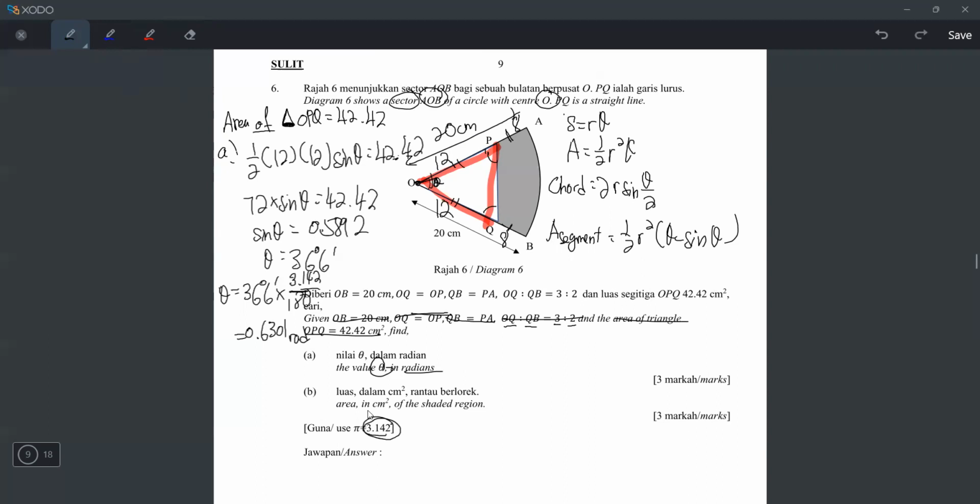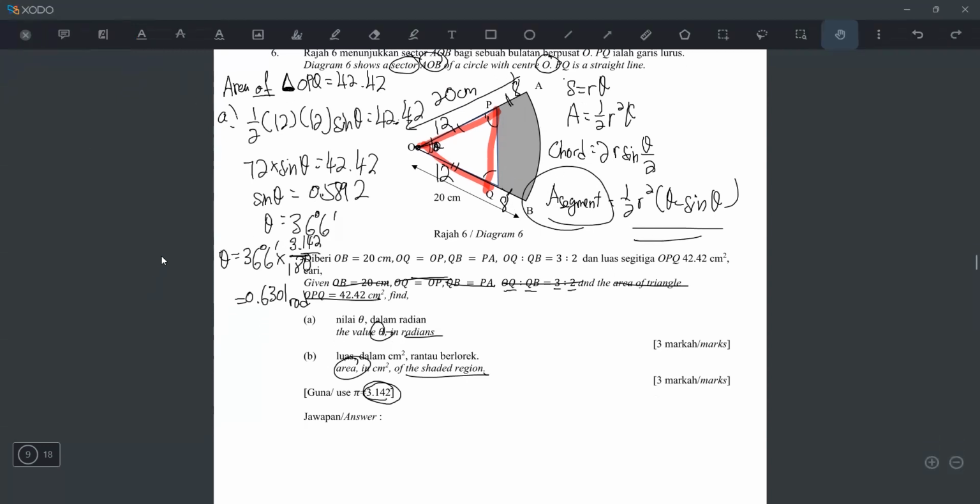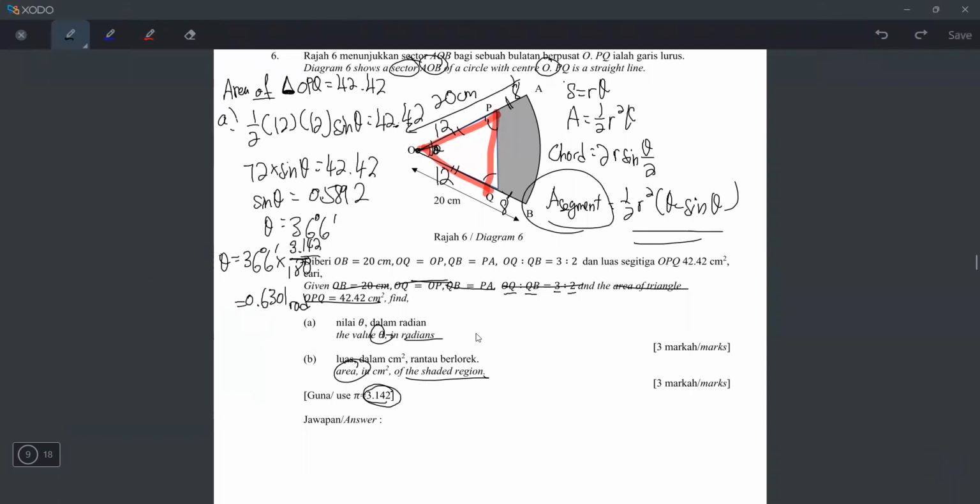Let's see B. Find the area of the shaded region. Let's see where the shaded region is. It's here. So if this is the shaded region, now let me ask you one thing. Can I use the area of segment formula to do the B question? Can or cannot? Cannot.